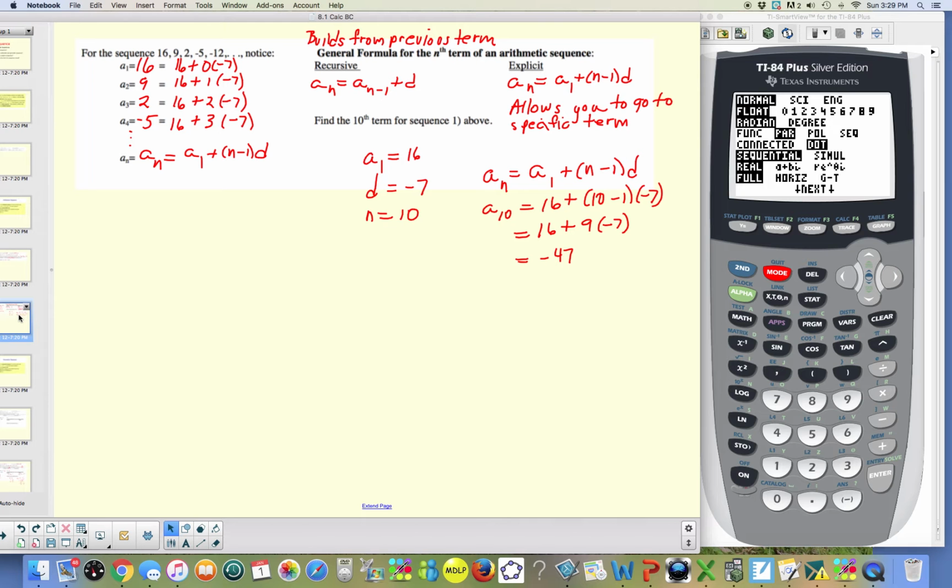Again, let's take a look at the two types of formulas we can use for an arithmetic sequence. A recursive one builds from the previous term, so we take the previous term and add the common difference to it each time. In the explicit formula, we start with the first term and then add the multiple differences until we get to the term that we want. So to find the 10th term, we would use the explicit formula to get there a lot faster and get to -47.